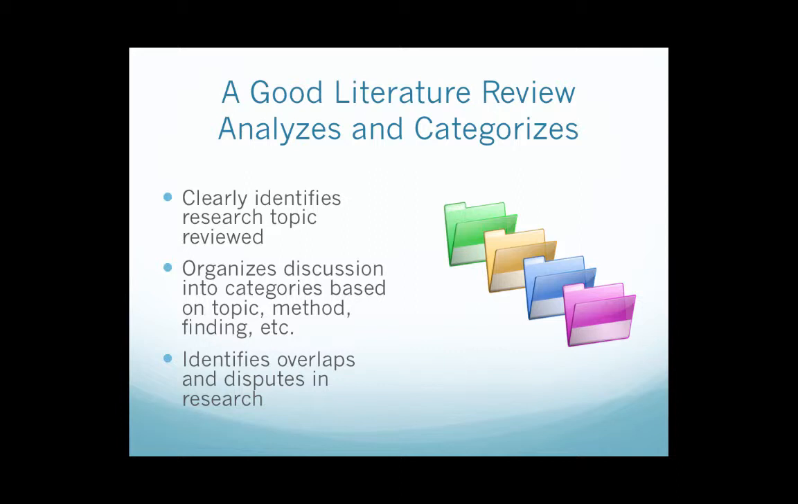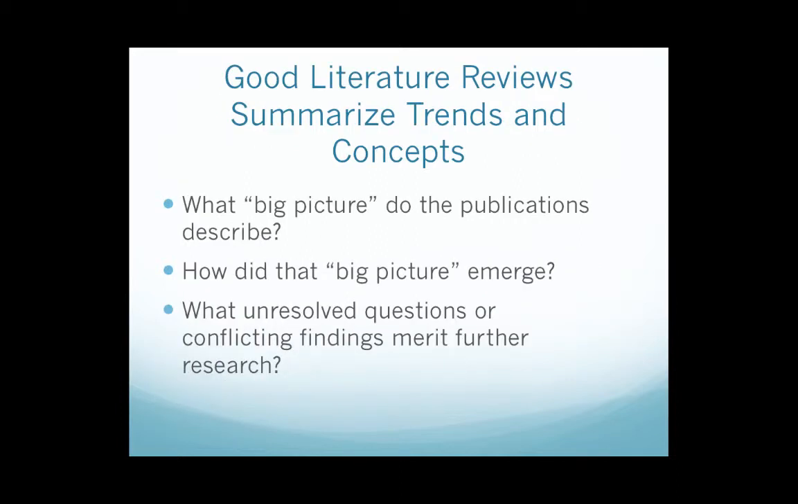A good literature review analyzes the publications and organizes them into those categories. It begins by clearly identifying research topics reviewed and then presenting an organized discussion of categories based on topic, method, finding. The writer draws on the analysis of the publications to identify overlaps and disputes in the research. A good literature review summarizes trends and concepts. What big picture do the publications describe? How did that big picture emerge? And what unresolved questions or conflicting findings merit further research?